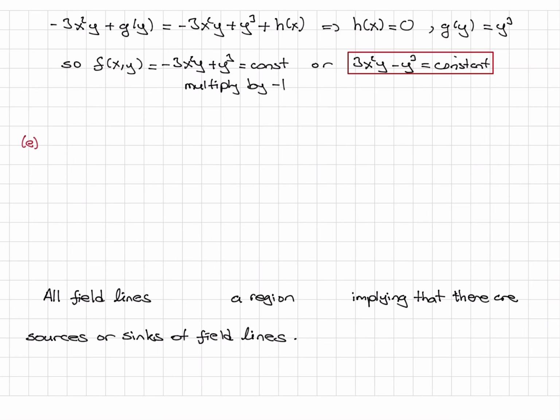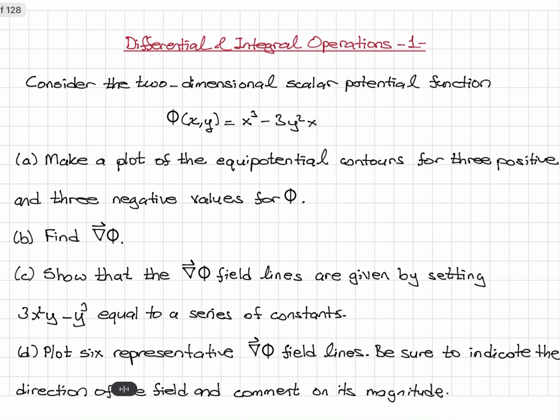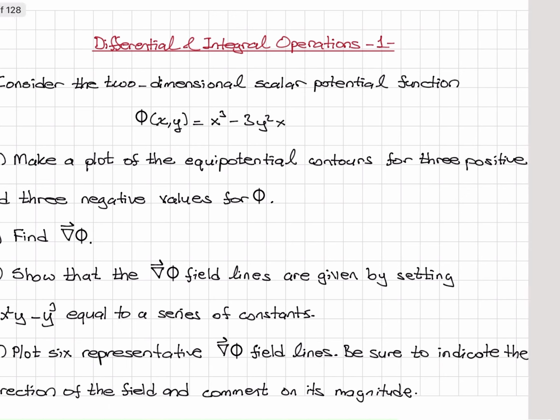So going back to the question here, this is what we were supposed to show. The gradient of phi field lines are given by setting this function equal to a series of constants. And part C says plot 6 representative gradient of phi field lines. Be sure to indicate the direction of the field and comment on its magnitude.